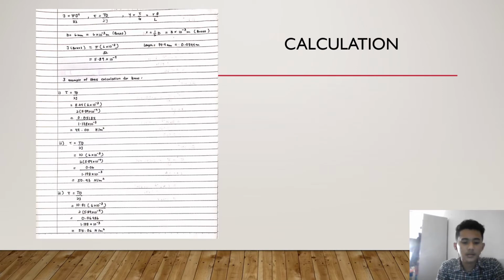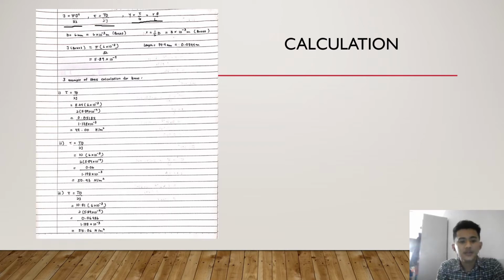For the calculation, firstly we have to find the formula. The first one is J, the polar moment of inertia, equal to pi d to the power of 4 divided by 32. The second one is shear stress, equal to T d over 2J, and the last one is shear strain, which is r theta divided by L, where d is diameter, T is torque, r is radius, theta is the angle in radians, and L is length.